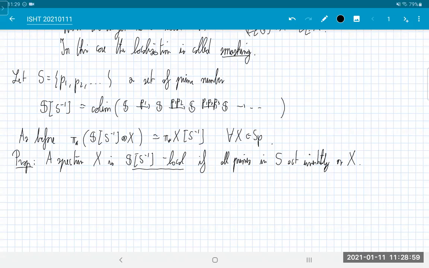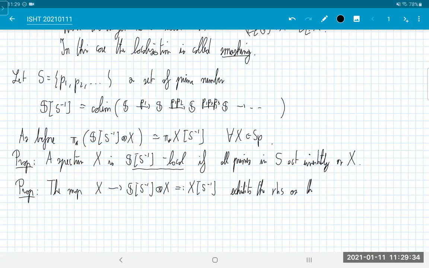With the same proof as before, you see that the map X goes to S inverse tensor X, which I'm going to write X S inverse, exhibits the right hand side as the S inverse localization of X. If you want, I can enter the details, but the proofs are literally the same. In fact, I had my notes open on the wrong page, and I was following the proof of this proposition instead of the previous ones, but they're really the same.